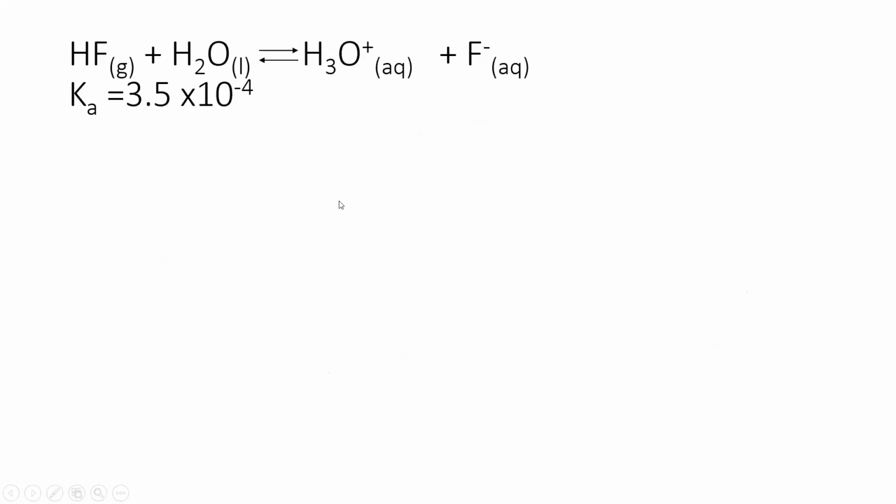So as an example, let's say I have hydrofluoric acid. This is a weak acid. The equilibrium reaction would be between the hydrofluoric acid and water molecules, and this is going to form hydronium and F minus. F minus is the conjugate base of the acid, and this has a Ka, so remember K is the equilibrium constant, of 3.5 times 10 to the minus 4.